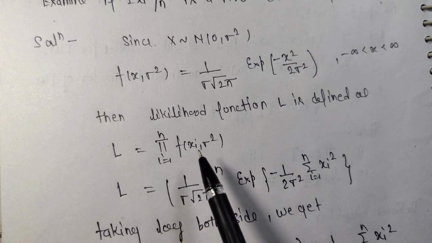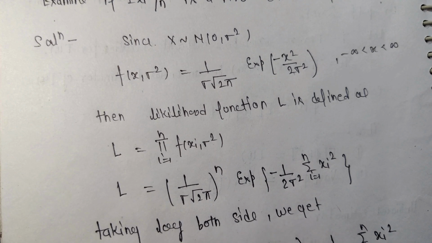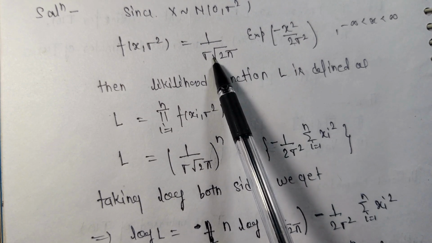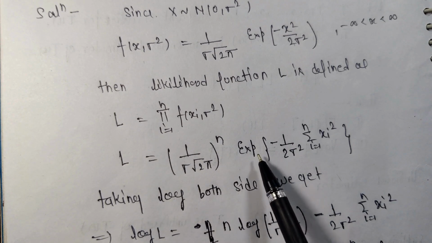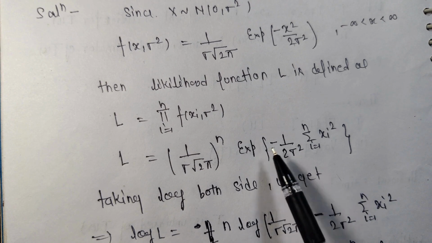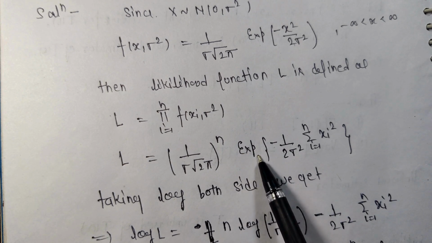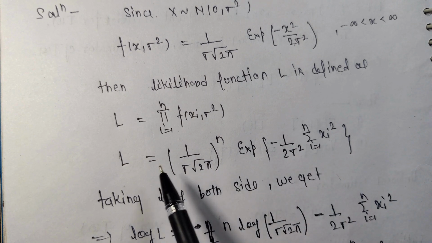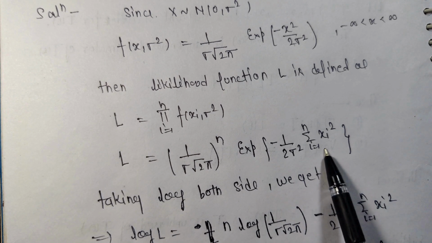Then you can write the product of f(xi, sigma square) is equal to this quantity, and you can simplify it in the form of this equation: 1 upon sigma root 2 pi, whole power n, because we are multiplying n times. And do the same thing as I mentioned in the first problem: the product of n exponentials becomes exponential of the summation of xi square. So after defining the likelihood function, we get this equation. Now follow the same steps as we have done in the first problem.